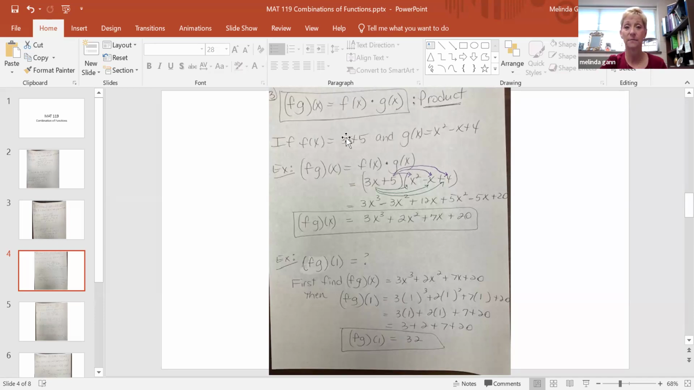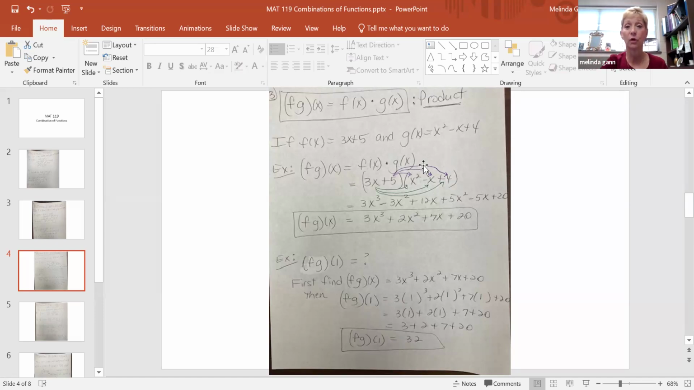What's f of x? Well, that's 3x plus 5. So I replace f of x with 3x plus 5. Well, what's g of x? x squared minus x plus 4. And now you're doing the distributive property of multiplication over addition.